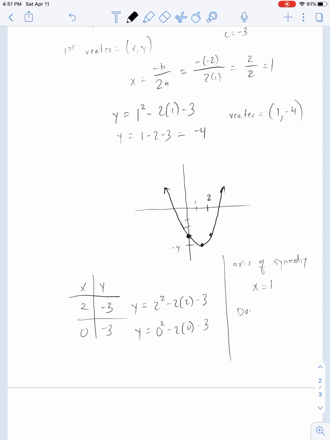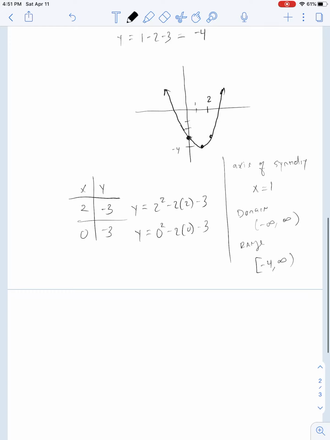So it's x equals 1, your domain. Quadratic, we learned that it's always, for a quadratic, negative infinity to positive infinity. And our range here, it's opening up. So our smallest y value is a negative 4 and includes it, and it goes up to a positive infinity. But we should be able to find some additional points here.